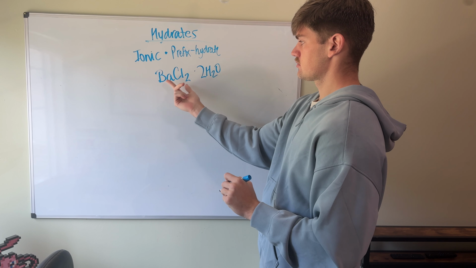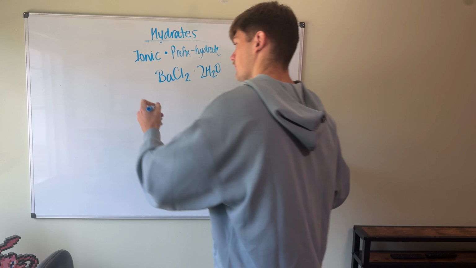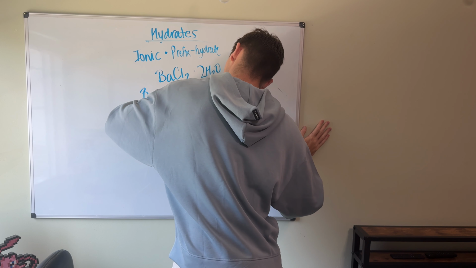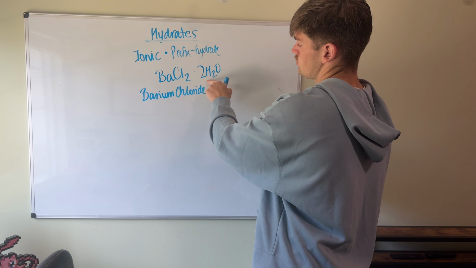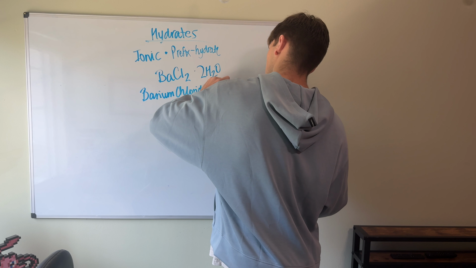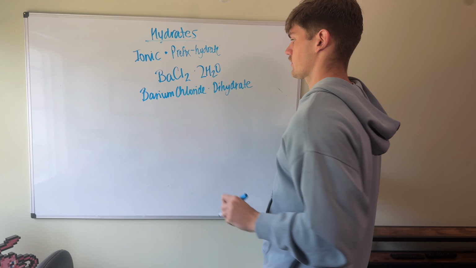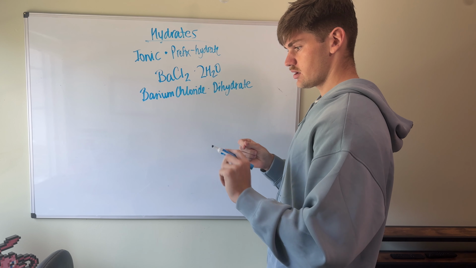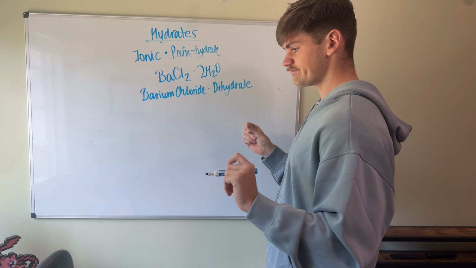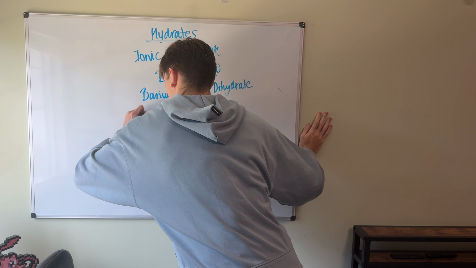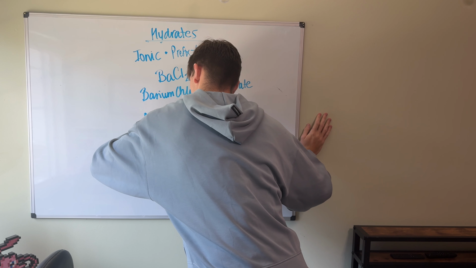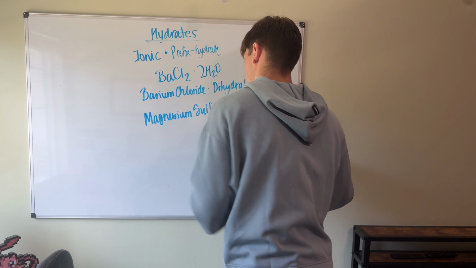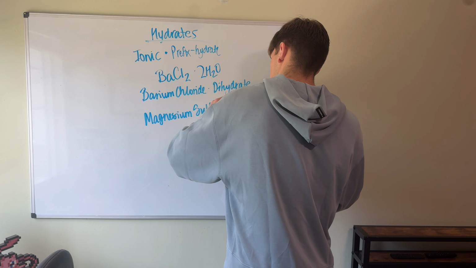Looking at this, BaCl2 is barium chloride, and it is 2 waters, so dihydrate. All this is saying is that we have a barium chloride with 2 waters attached to it. Now let's work in reverse. Let's talk about magnesium sulfate heptahydrate.